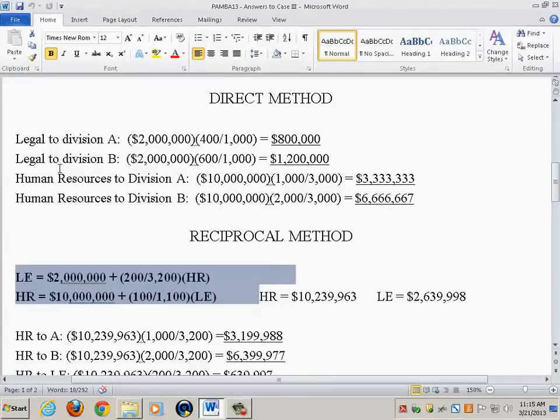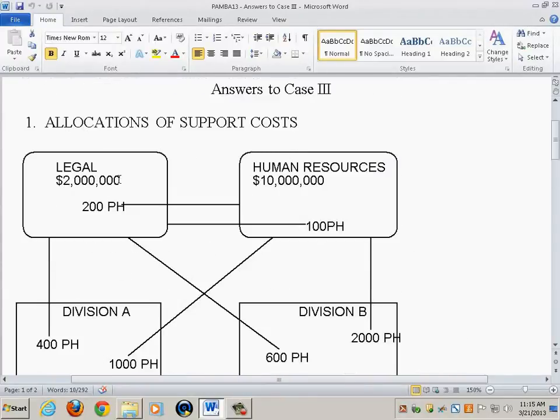where we have two unknowns, LE and HR. Now let's carefully define what we mean by LE and HR, the two unknown variables in those two simultaneous equations. By LE here and LE here, we mean the total costs that legal has to allocate. Now, you can ask, but we already have the total cost that legal has to allocate. They were 2 million.